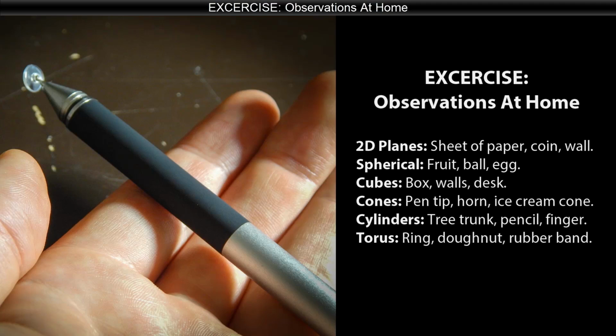2D planes, for example, could be a sheet of paper, a coin, a wall. Something spherical would be like fruit, like an orange, a ball, an egg. Cubes could be boxes, walls, your desk. Cones could be your pen tip, a horn, an ice cream cone. Cylinders are tree trunks, pencils, your finger. And finally, torus would be a ring, a donut, or a rubber band. So hopefully this gives you an idea of some things you can find around the house to check out, and that will give you some more insight into shading.